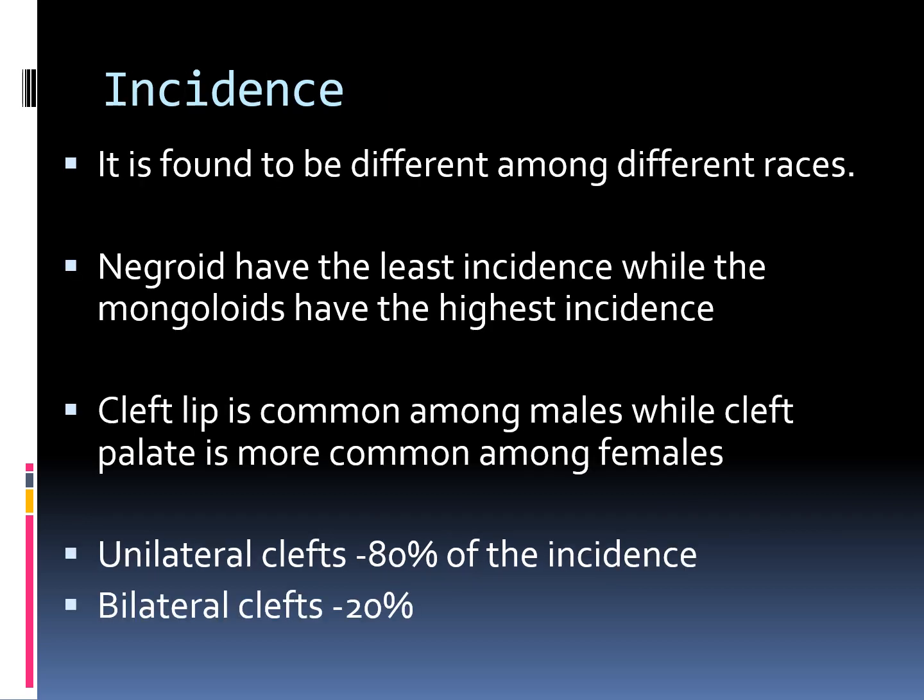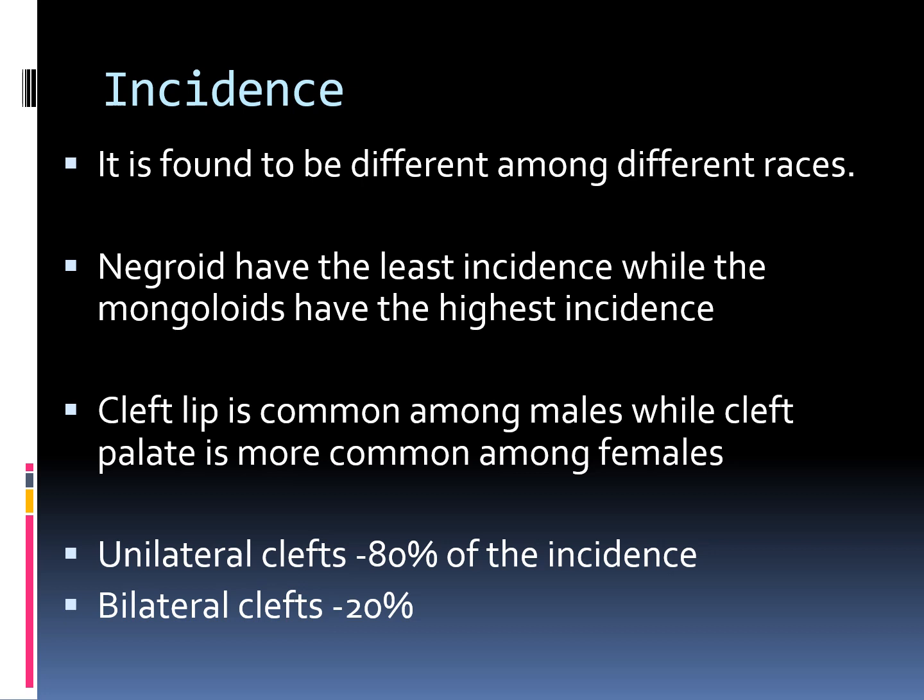Usually you get to know whether the child is having a cleft lip or palate in the womb of the mother itself. We will be learning more about that later. Now, it is found to be different among different races. Negroids have the least incidence according to a few reports, and Mongoloids have the highest incidence. They say that cleft lip is more common among males, while cleft palate is more common among females. But of course, there are many studies contradicting this also. Just know for now that cleft lip and palate is the most common congenital abnormality.